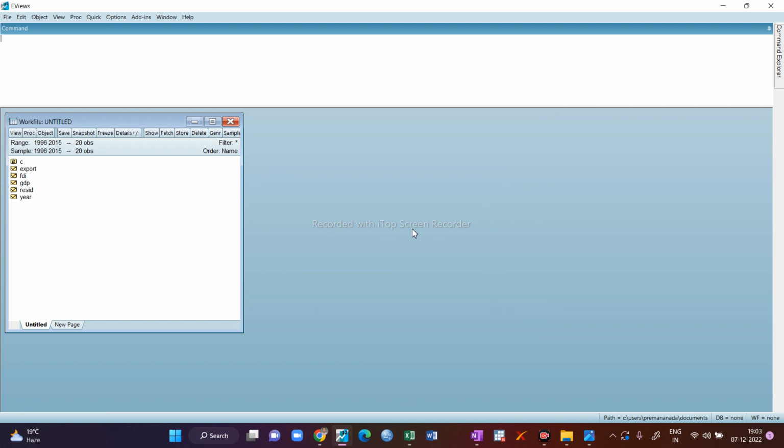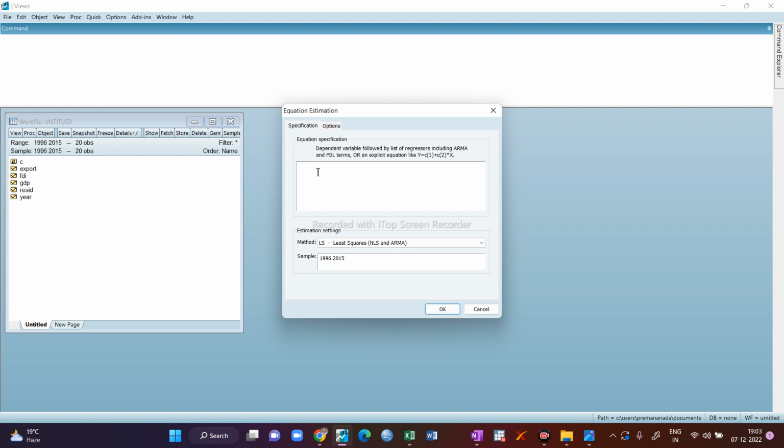So now I have to run OLS. Okay, so for OLS, I need to go first to Quick, then we have to click on Estimate Equation here. Then I have to put the equation in this box. So first of all, I need to type my dependent variable. So here my dependent variable is GDP. Okay, so this is my GDP, then followed by constant, then followed by my independent variables. So my independent variable is FDI, foreign direct investment here. Then I have export.